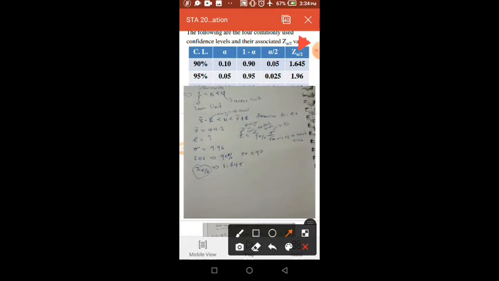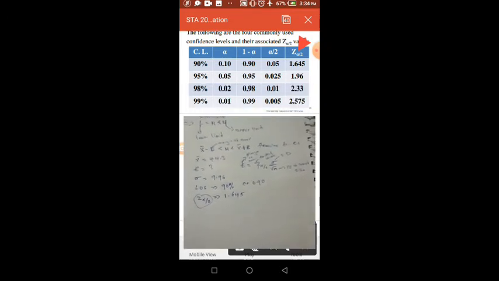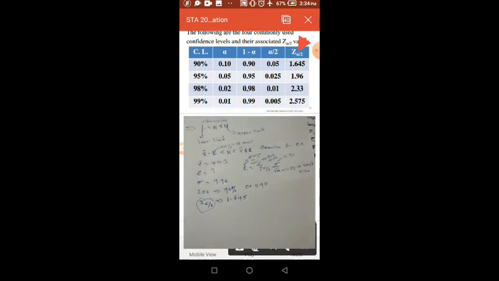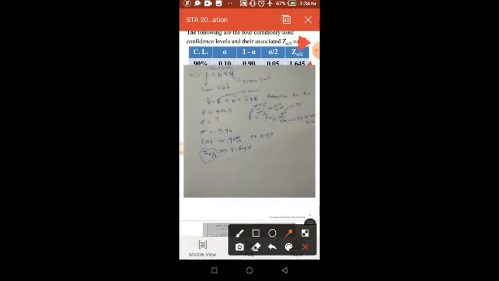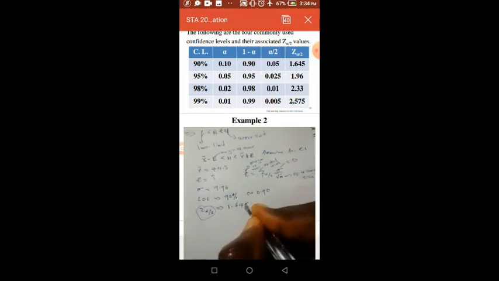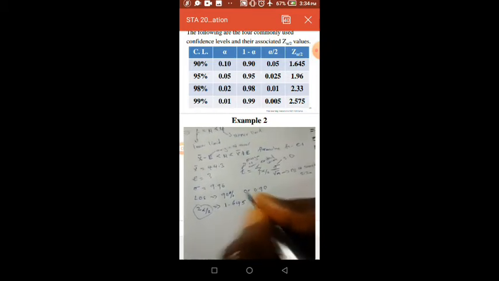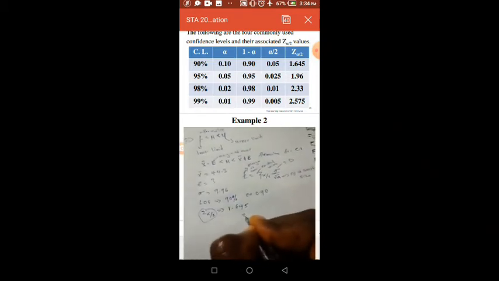If our confidence level is 95%, then our critical value will be 1.96. But for now, what they asked us is 90%. So our critical value for 90% is 1.645. So now, writing the formula solution.